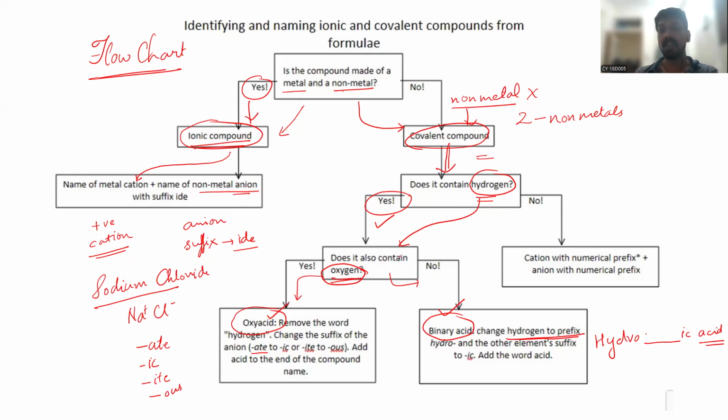There are more examples I'm going to tell you. Suppose you identify that the compound is covalent, but you found that it has no hydrogen. Then whatever compounds are there, you have to find out which one is the cation, meaning with a positive charge, and which is the anion, with a negative charge.